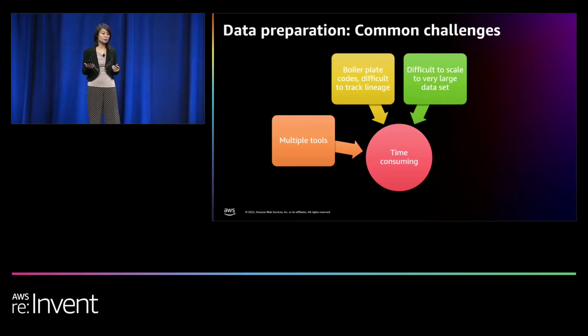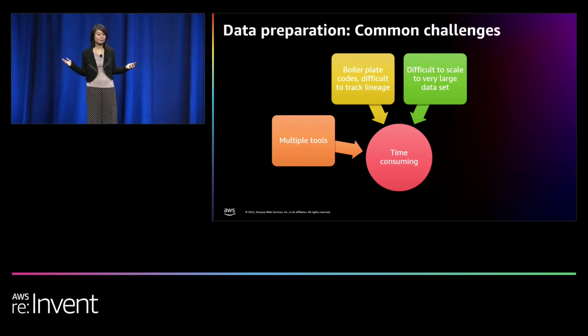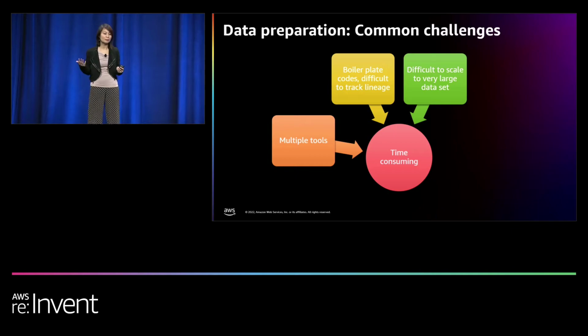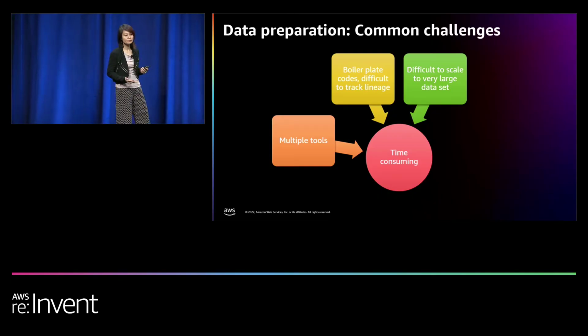Next, it's difficult to scale from experimentation to production. The same code that you use to experiment on a small subset of data cannot scale to run on millions and billions of rows of data. You normally have to switch to a more powerful tool like Spark, which many data scientists are not familiar with.